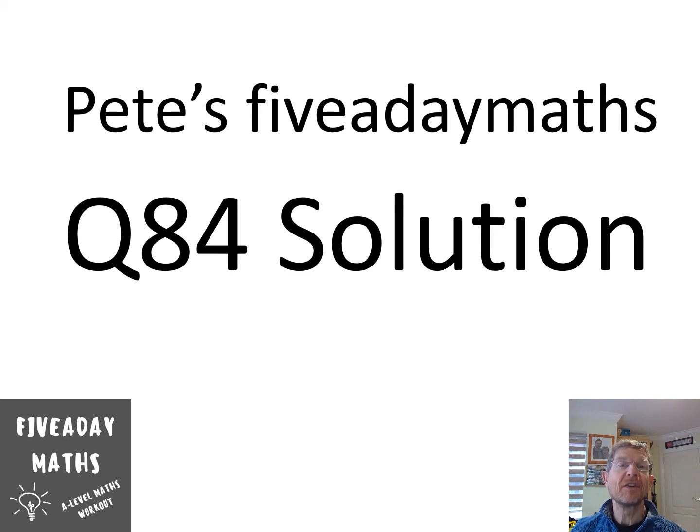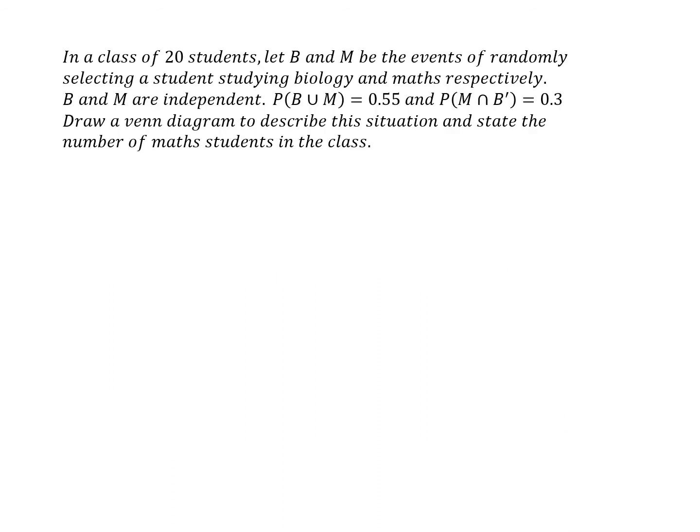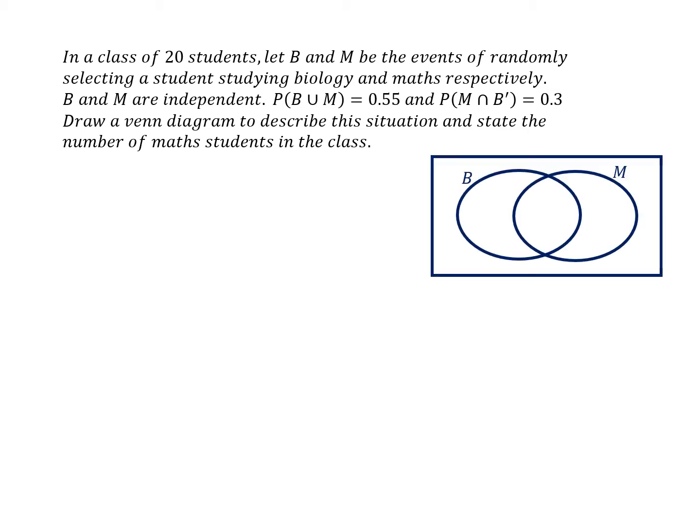So, John Venn and Venn diagrams, probability and independence. What does that mean? Let's have a look. So, the first thing I'm going to do is to draw an outline Venn diagram. Two circles represent the sets of people doing biology and maths, and I'm assuming that there's an overlap. So some students doing maths and biology.